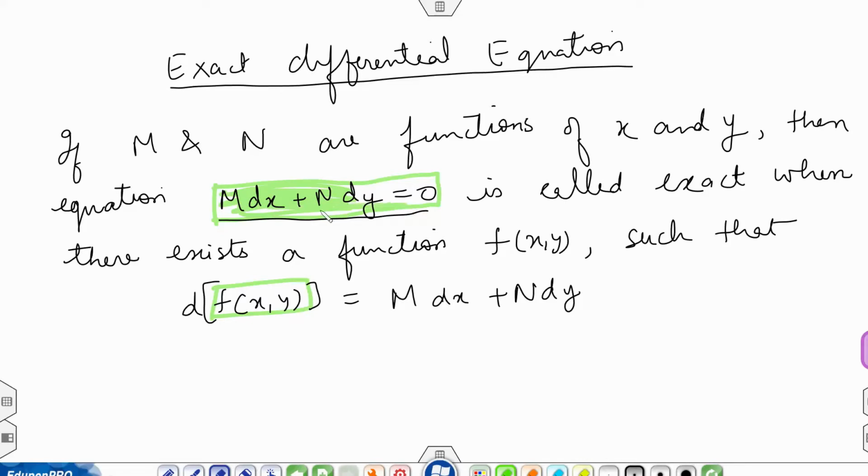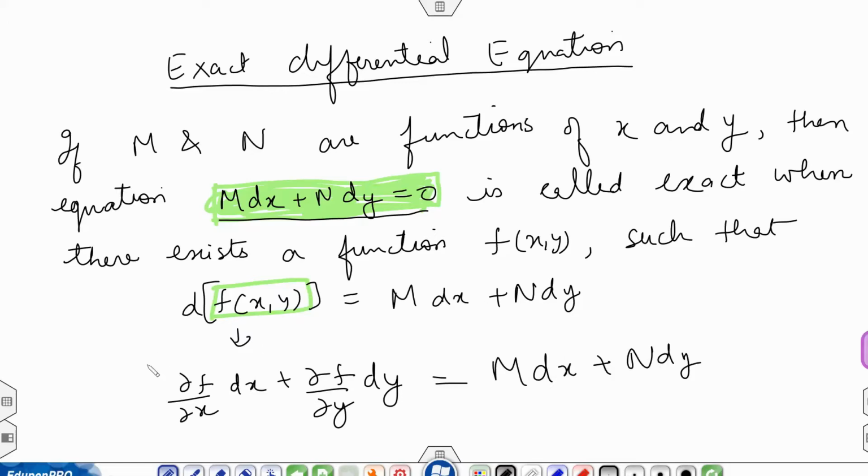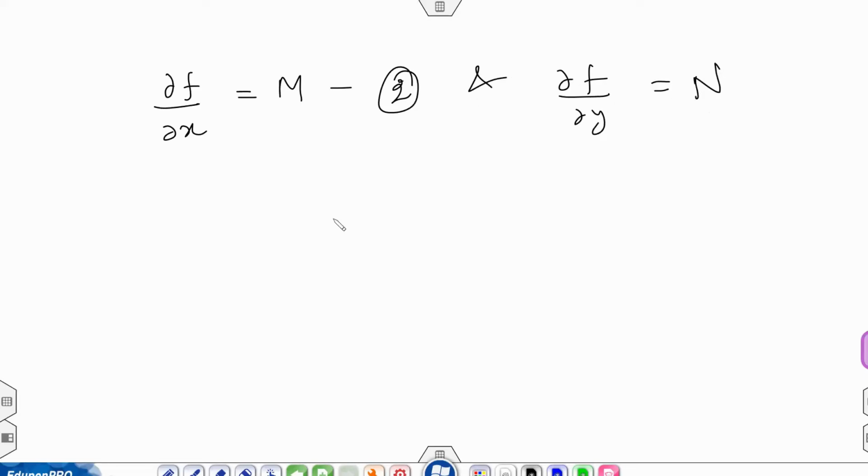Now I can write this equation using the total differential I have defined. Now this is equal to this, so this will imply this. Let me call it equation number 1. Comparing both sides of equation number 1, I am getting del f by del x is equal to M, which I call equation number 2, and del f by del y is equal to capital N. This is my equation number 3.